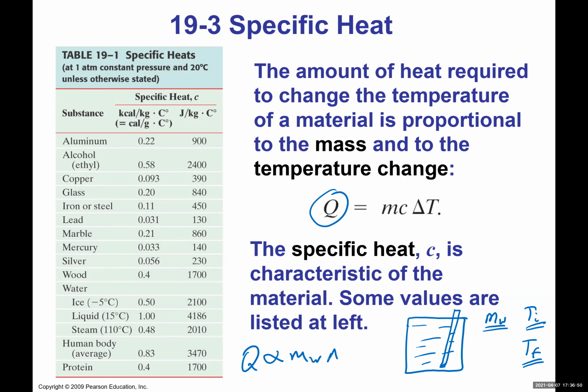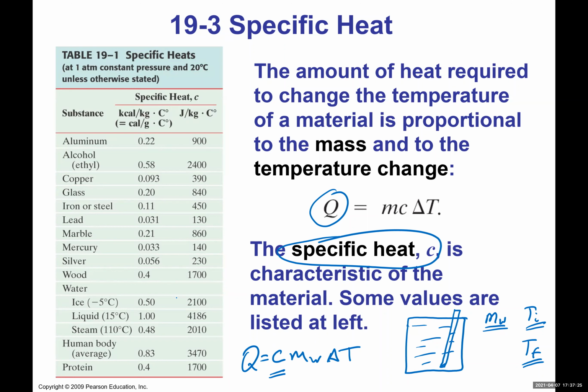It's also directly proportional to the change in temperature. That is, am I changing by 10 degrees or 100 degrees? Or let's say 20 degrees? So what is the change in temperature? By how much am I changing? If I change more, let's say I go from 2 degrees to 20 degrees compared to 2 degrees to 5 degrees, then I need to add more energy. So that's why it's directly proportional to that. Then if we go from the proportionality sign to an equal sign, we're going to introduce a constant, and that constant is C, which we call specific heat.